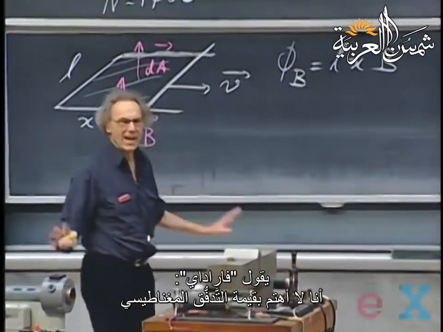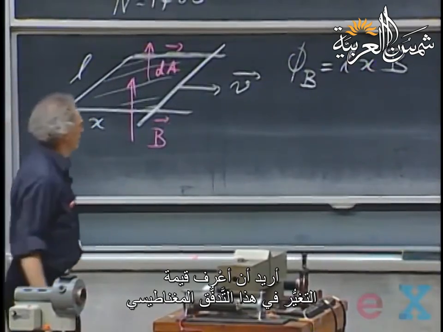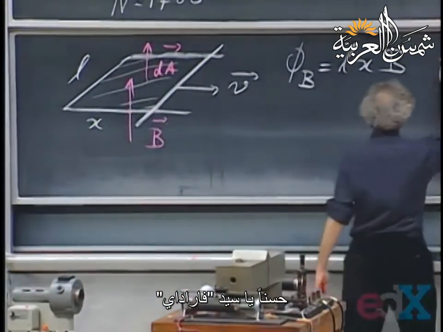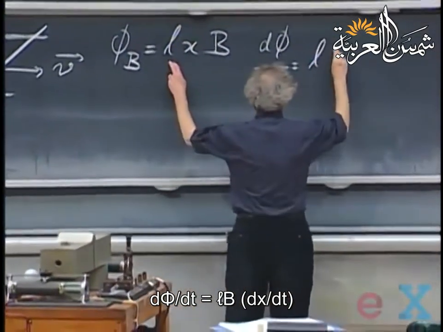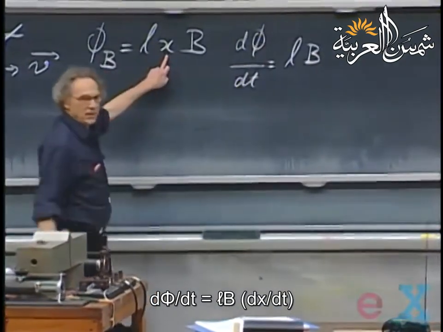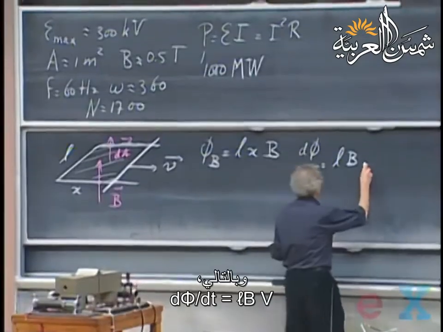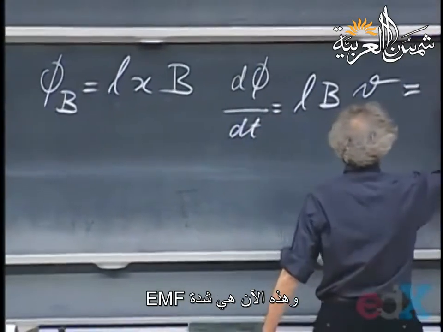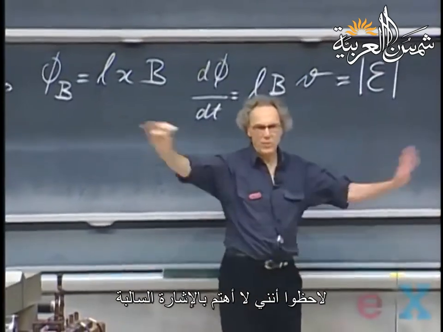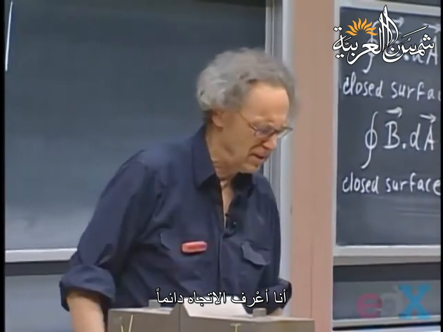Faraday says, I don't care what the magnetic flux is. I want to know how that magnetic flux is changing. All right, okay, Mr. Faraday. dΦ/dt equals L times B times dx/dt. But dx/dt is my velocity. And so I get L B times the speed. And this now is the magnitude of the EMF. Notice I don't care about minus signs. I just want to know how large the EMF is in terms of magnitude. I always know the direction.